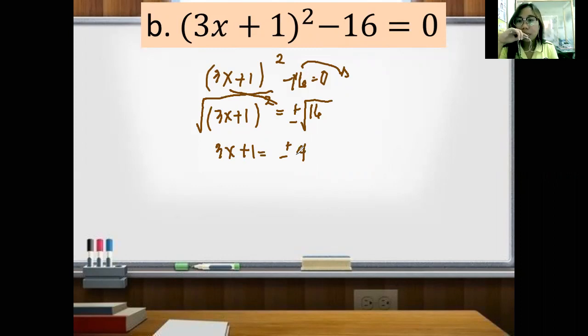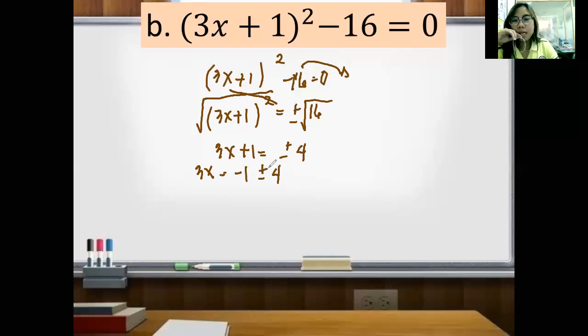Okay, just like what we did earlier. Okay, so we transpose the constant number to the right side of the equation. Okay, so it will look like this. So 3x is equal to, what is the sign? What will be the sign of positive 1? Yes, it will become negative 1, positive and negative 4.